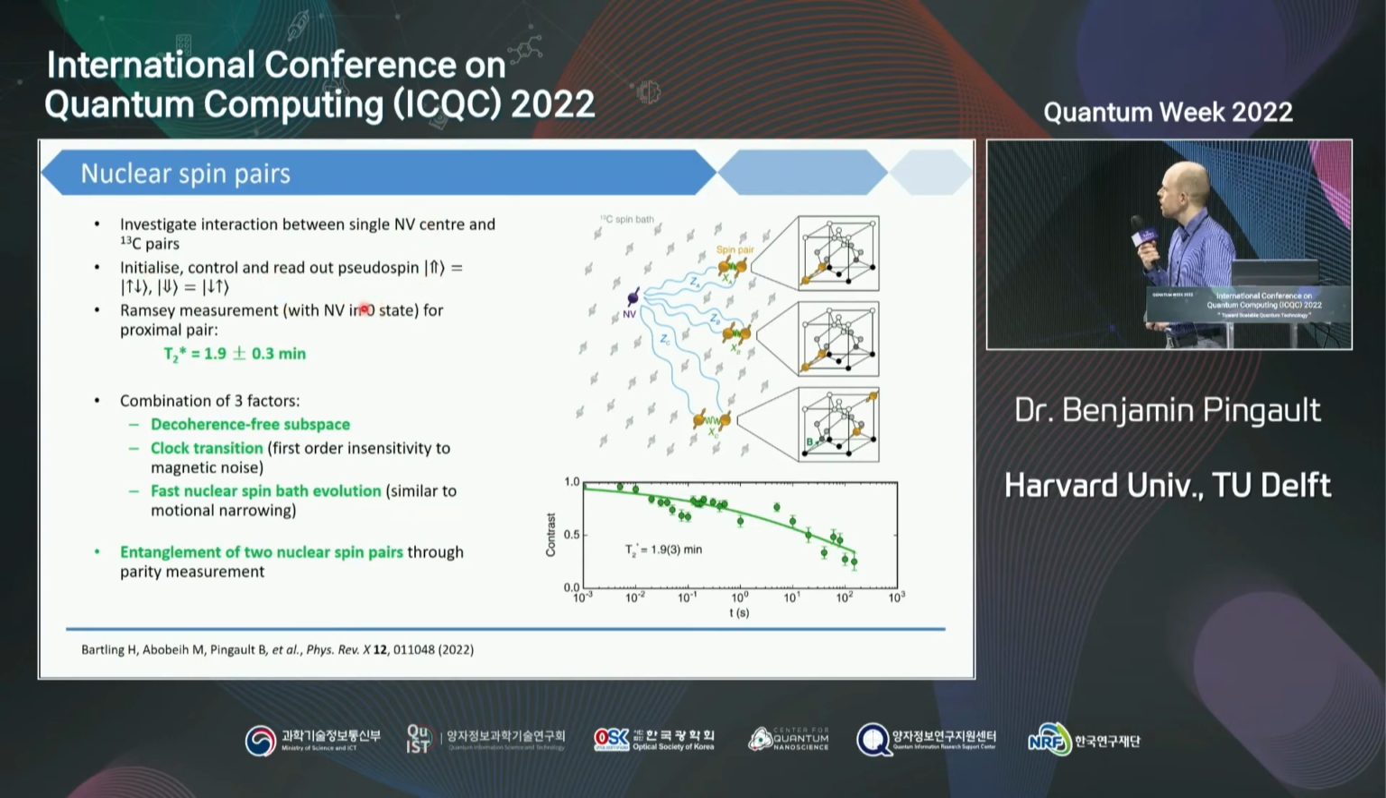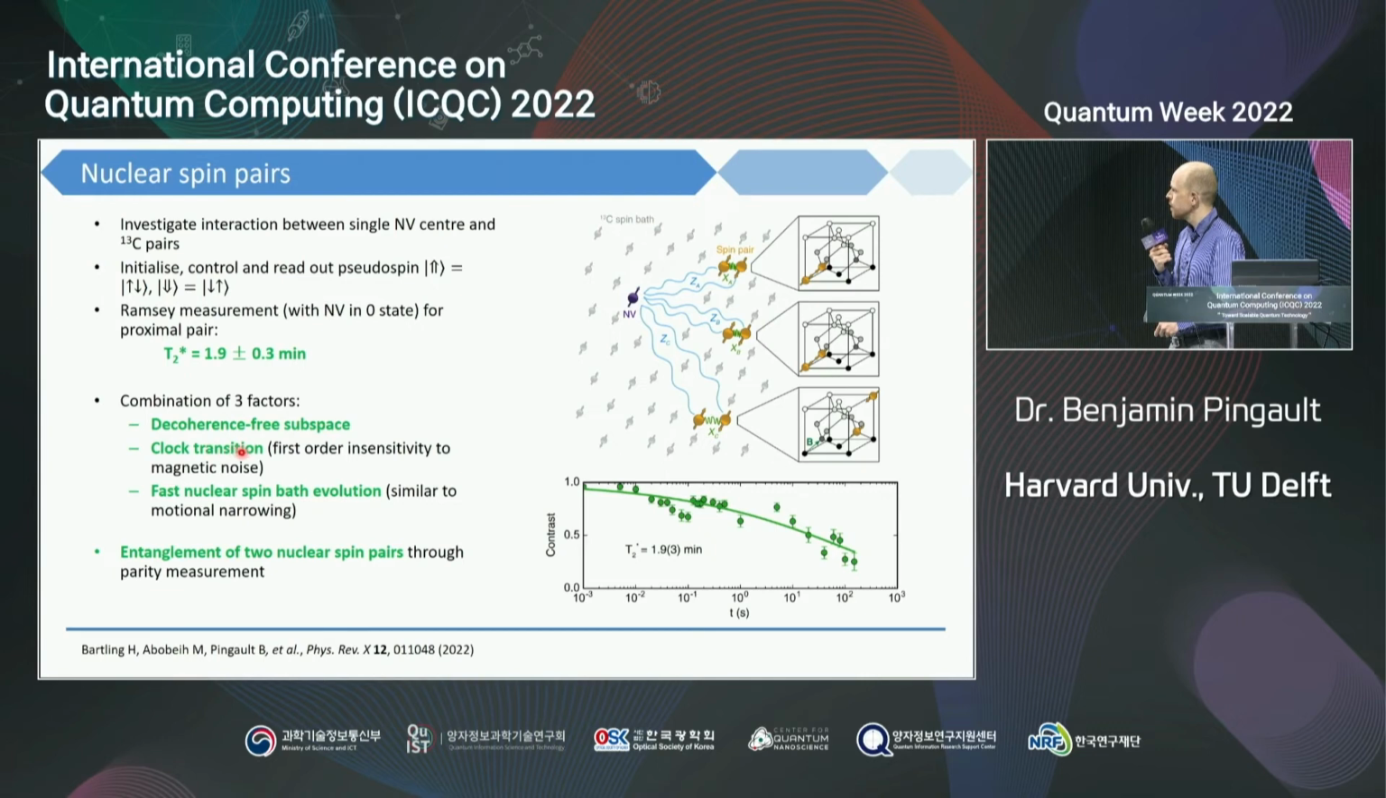And when you do a Ramsey measurement, so just let the system precess, we found almost 2-minute coherence time, which is the longest coherence time found in the solid state. And this is due to the fact that you have a combination of 3 factors that all play to increase the coherence time. First, because of the nature of those states, down-up and up-down, you have a decoherence-free subspace.